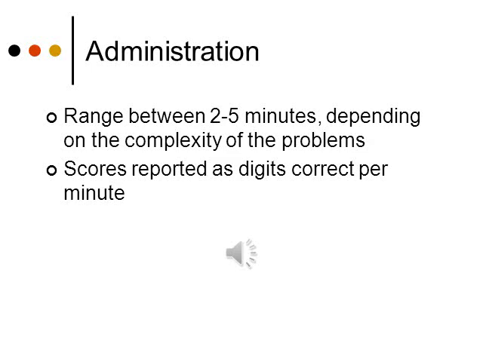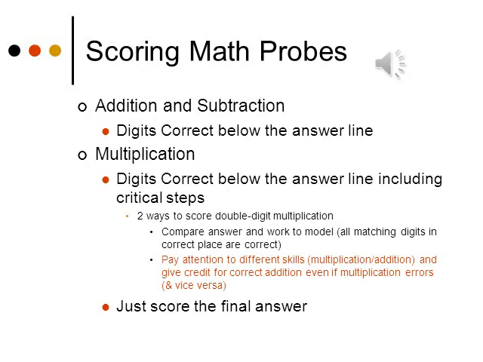And your scores are going to be reported as digits correct per minute. So we don't just report the number of problems correct, but we actually give credit for individual digits that are correct in the answers, and that's how we report the scores. When scoring Math CBM for addition and subtraction, you just count the digits correct below the answer line. For multiplication, there are a couple different ways. We look at digits correct below the answer line, including critical steps.